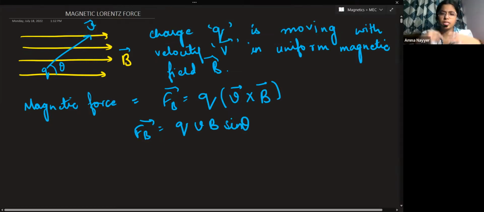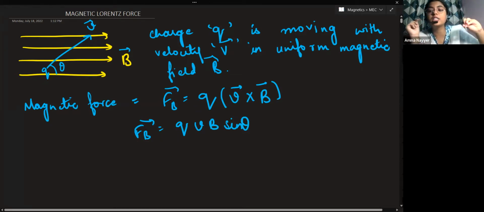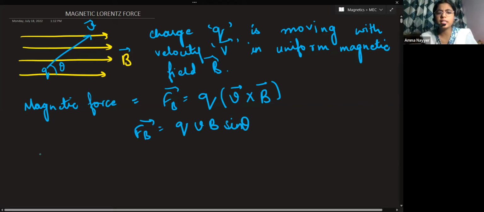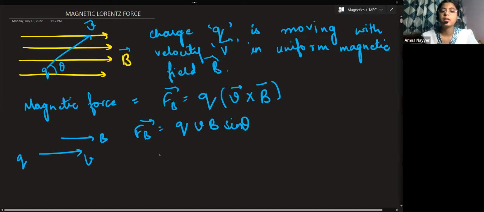Okay, one more thing. If somehow your charge is moving in the same direction as that of magnetic field, we'll do that separately also in today's class. But if the charge is moving along the direction of magnetic field, velocity will also be in this direction, magnetic field is in this direction, charge is also moving in this direction. It means velocity is in the same direction as the magnetic field. So the angle between the magnetic field and V here becomes 0. So in such cases, FB becomes qVB sin theta with theta 0 degree, that is 0.